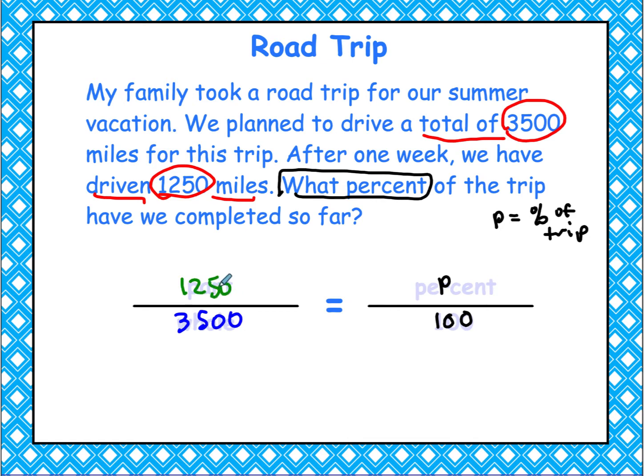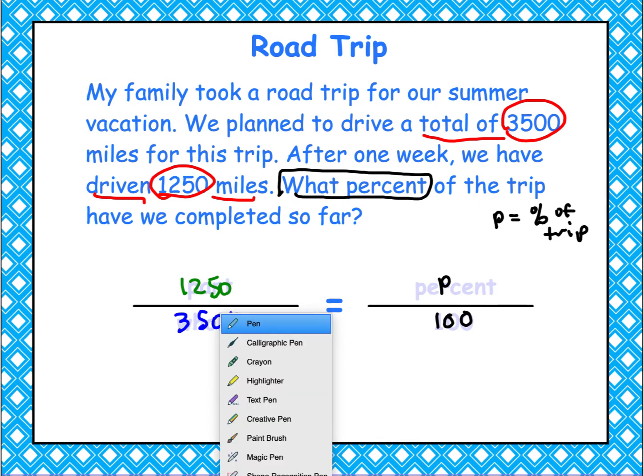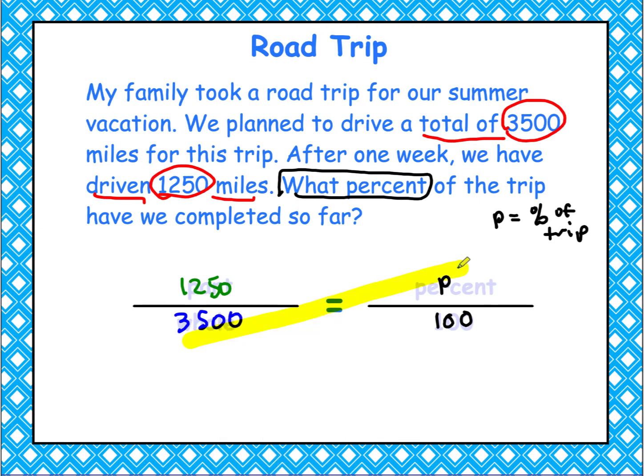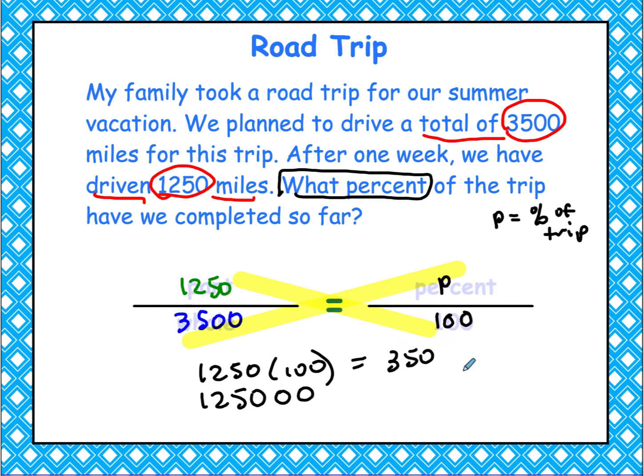Now, to solve a proportion, we can do a few different things. But for this one, I'm going to cross multiply. So first I'm going to do 1,250 times 100. And so I get 1,250 times 100, which is 125,000, equals 3,500 times P, which is just 3,500 times P.